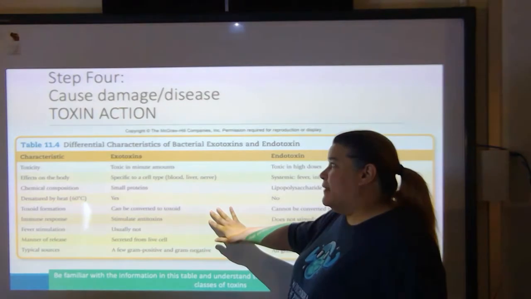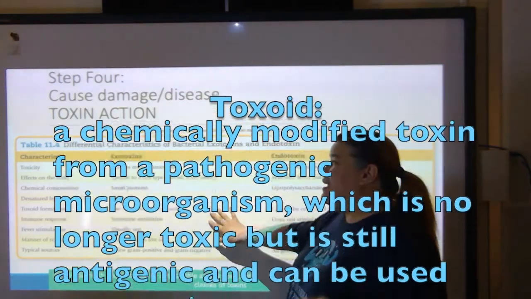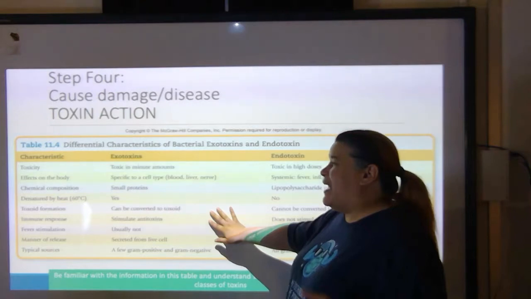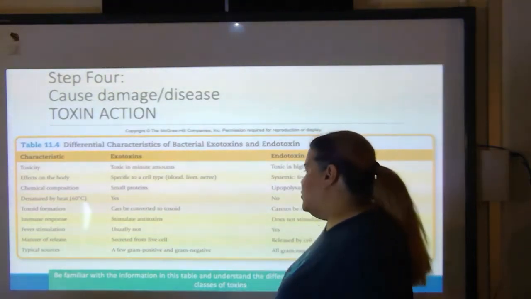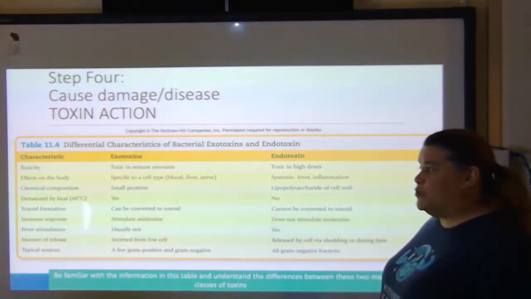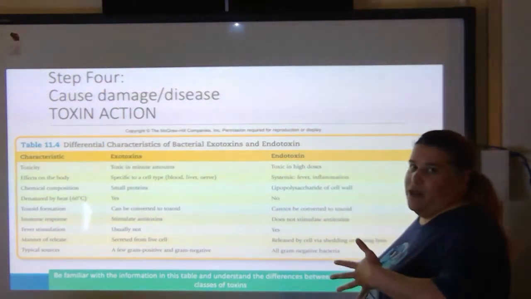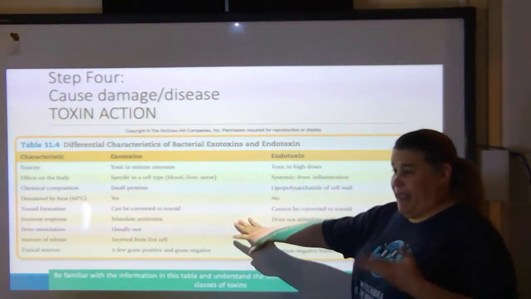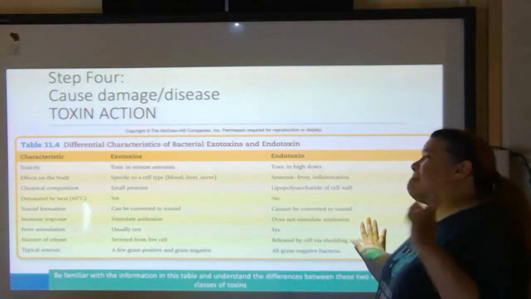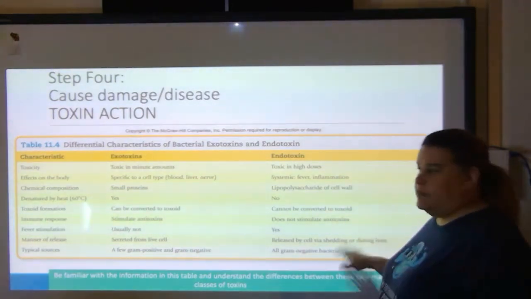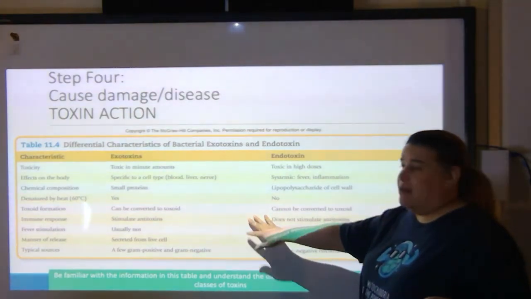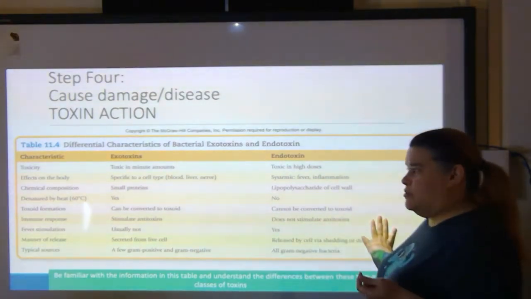Toxoid formation. Exotoxins can be converted to a toxoid. Endotoxins can't. The immune response, as far as exotoxins go, it's antitoxins. It stimulates the formation of antitoxins. Endotoxins don't. Exotoxins don't normally cause a fever. Endotoxins do.